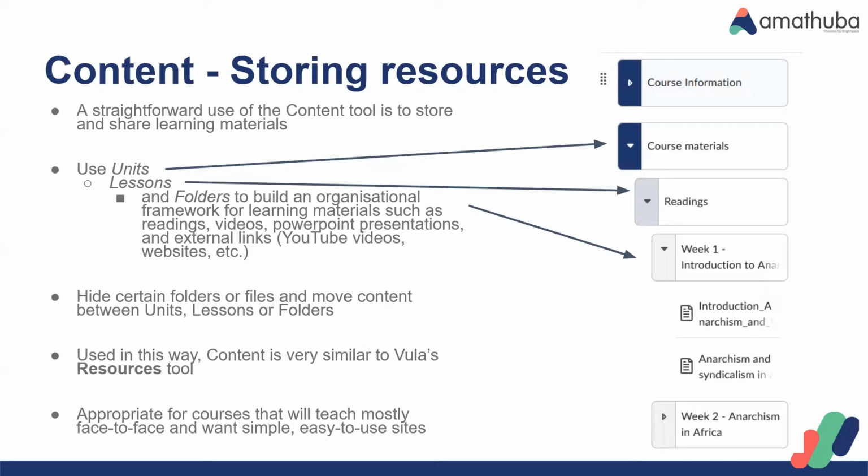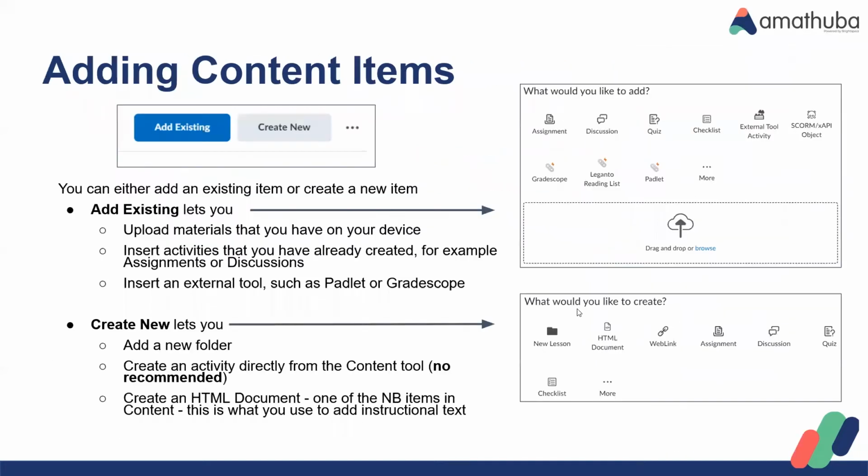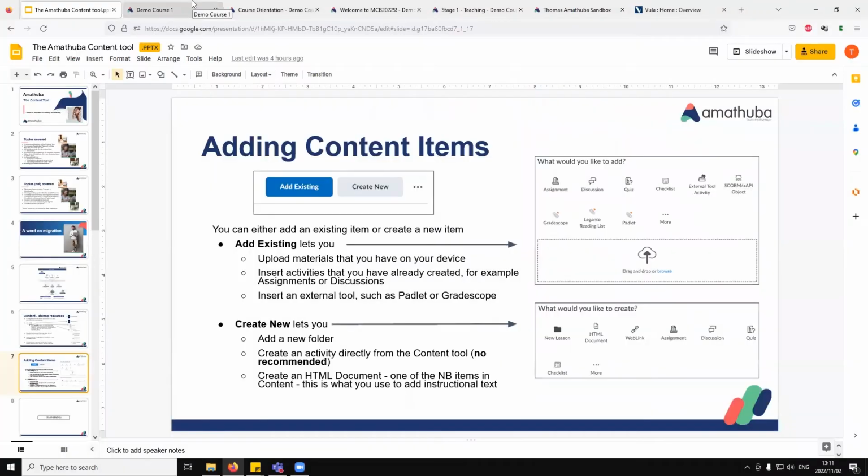So, for example, over here, we have a unit called course materials. Under this unit, we have a lesson called readings, which has underneath that two folders called week 1 and week 2. And under those weeks, we have various kinds of resources, in this case, PDF. I'm just going to quit this for a second and I'll show you that course.